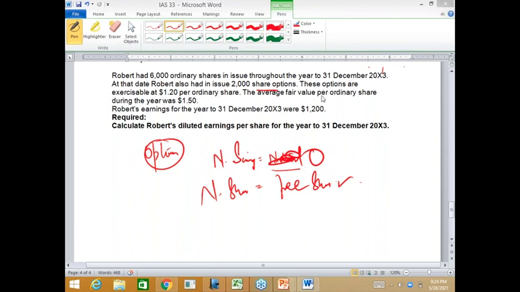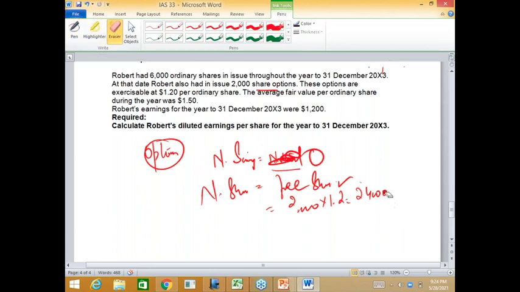Now let's solve this question. Through the options, the company has issued 2,000 shares, and these shares are exercisable at a value of 1.2. At an investment of 2,400, you get the value of 2,000 shares. But when we divide this 2,400 by 1.5, you will get the number of shares that you will get at the market rate.